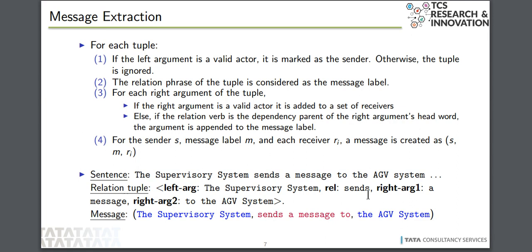Now there are two right arguments, a message and the AGV system. Here the AGV system is surely a receiver, surely an actor, and hence it gets added to the list of receivers. However, this thing, a message, is actually not a valid actor. We also check through dependency parsing that the dependency parent of the word message is the verb sends, and hence we append this right argument to the verb to make a more meaningful message label, which is sends a message to. The supervisory system sends a message to the AGV system, hence becomes the complete message.